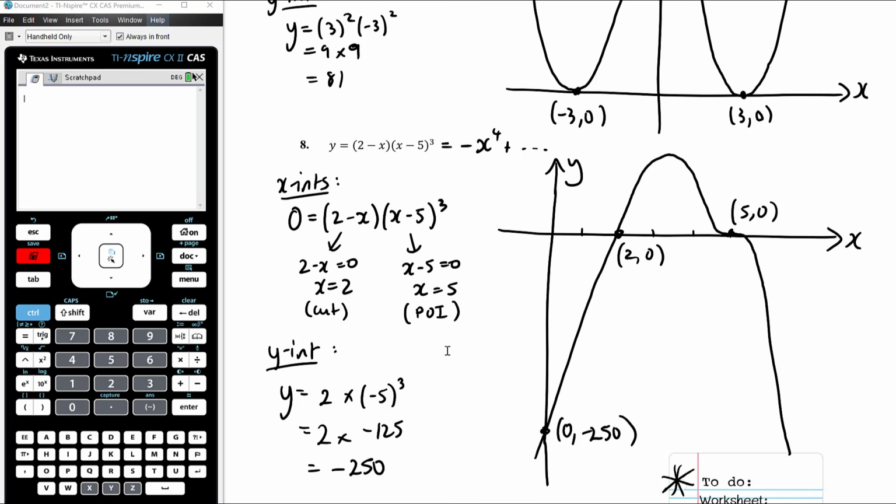Alright, so the key is identify whether it's a positive or negative cubic or quartic, find your x-intercepts and think about the shape of the graph at those x-intercepts, and that should be enough to enable you to draw the graph, obviously also calculating your y-intercept and marking that on your graph as well.